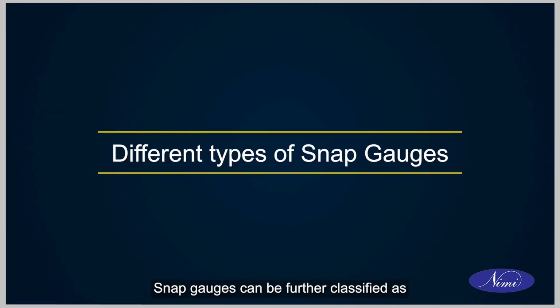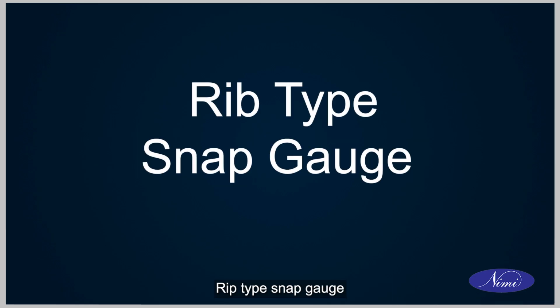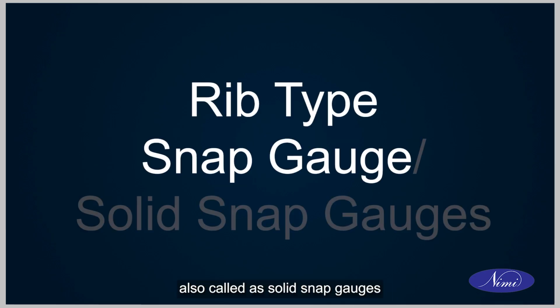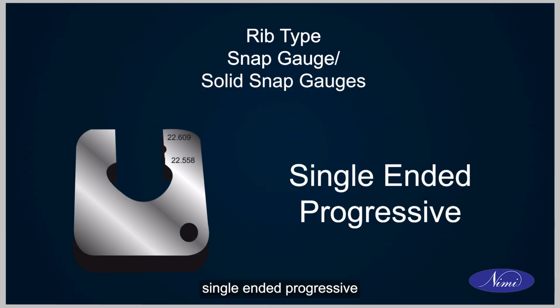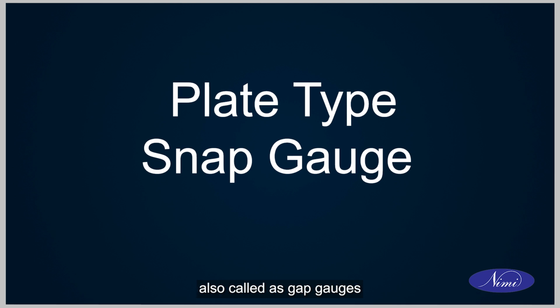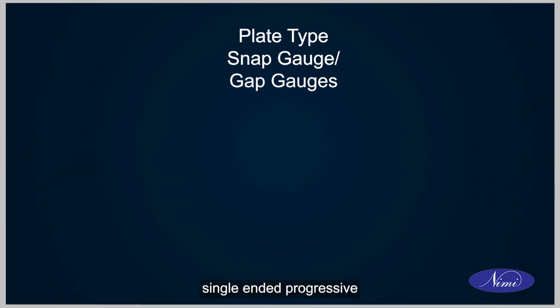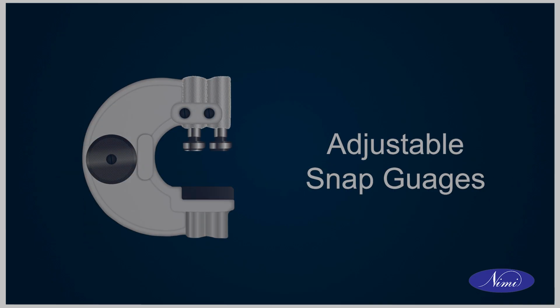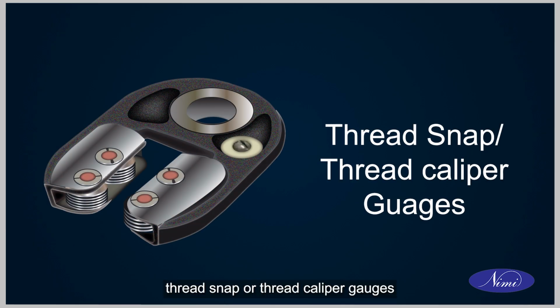Snap gauges can be further classified as ring type snap gauge, also called solid snap gauges, double-ended type, single-ended progressive. Plate type snap gauge, also called gap gauges, double-ended type, single-ended progressive. Adjustable snap gauges, combined limit snap gauges, thread snap or thread caliper gauges.